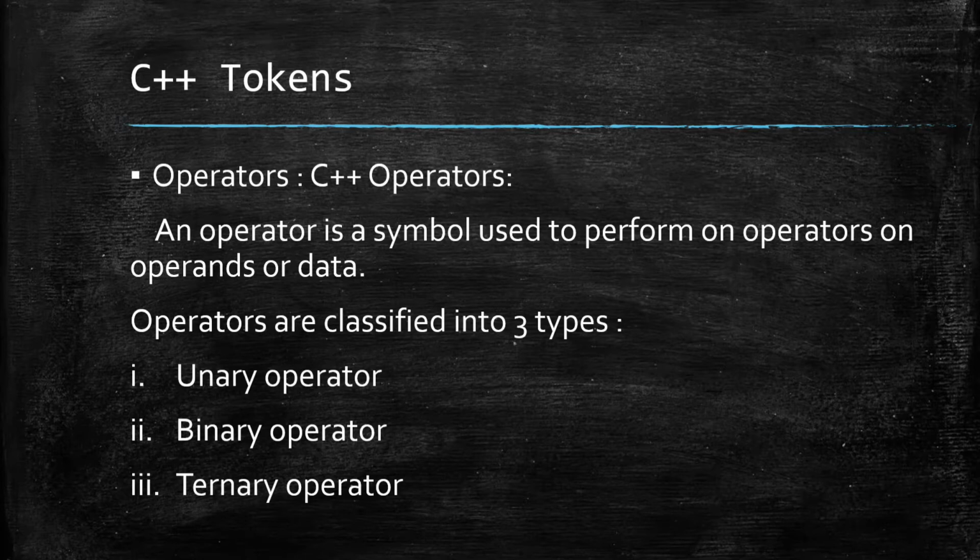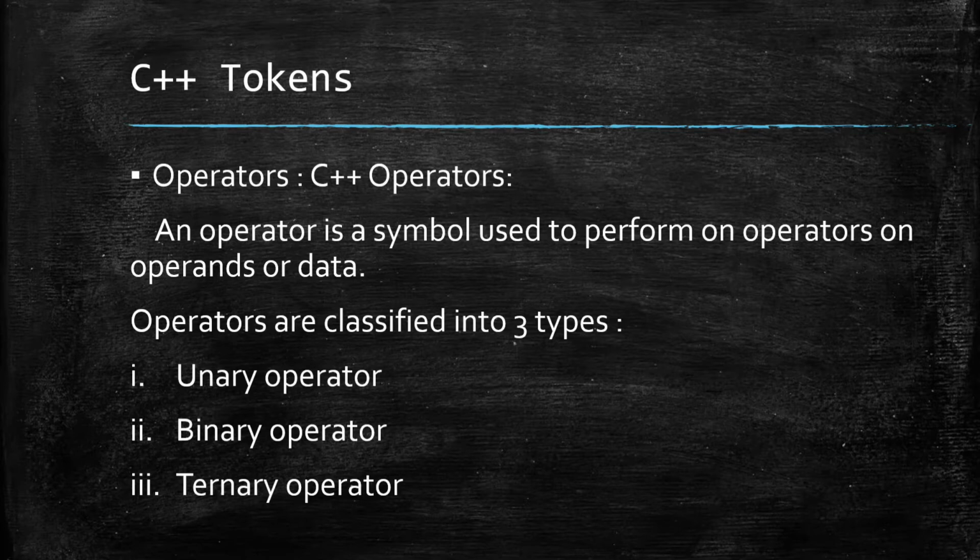So what is the operator I'm using? Plus, right? Plus is an operator there. Now what are my operands? A and b, because I'm working with my operator on a and b, so they are operands. Or you can also call them data. So an operator is used to perform on operands or data.